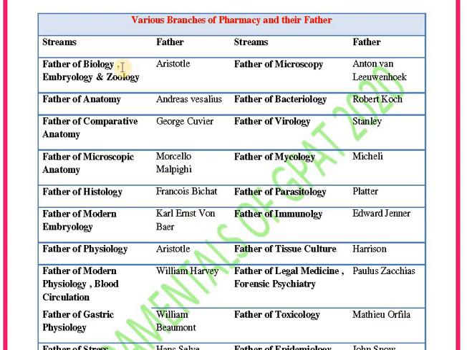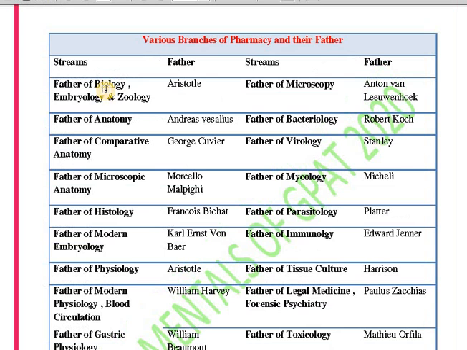So, the important ones. First is the father of biology, zoology and embryology. You must know who that is. Aristotle is the father of biology, embryology and zoology. Then next, who is the father of microscopy? Anton van Leeuwenhoek is the father of microscopy. He developed the compound microscope, and that's why he is known as the father of microscopy.